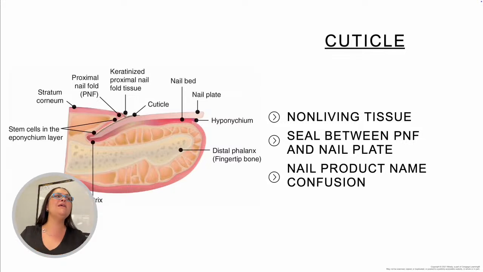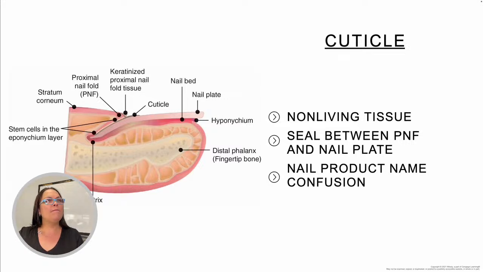All right, so let me explain why it keeps coming back. First of all, it's pretty strongly adhered to that nail plate, isn't it? If you don't move it or shift it, it doesn't really go anywhere. So it's strongly adhered to the nail plate, and we determined that the cuticle has a purpose. What's the purpose? To protect the matrix at all costs. It's that seal between the proximal nail fold, PNF, and the nail plate.